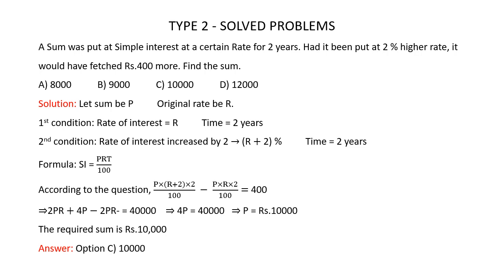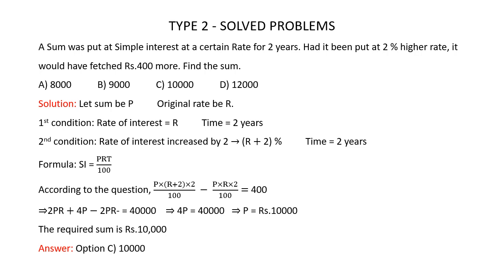So here in this question we have 2 conditions. In the first condition it's given that a sum was put at simple interest at a certain rate for 2 years. Now we do not know what is the sum. So let's assume that the sum is P. We also do not know what is the rate of interest. So let the rate of interest be R. And it's given that T is 2 years.